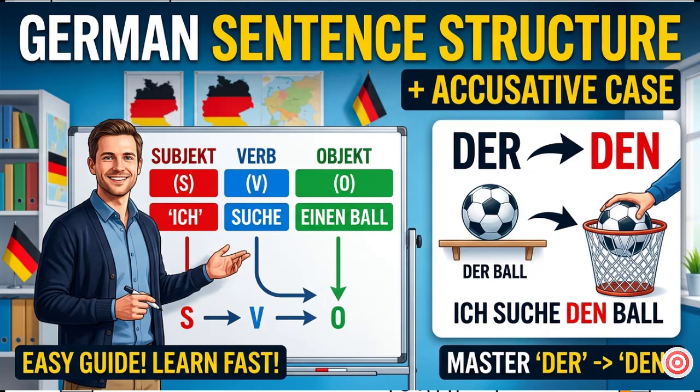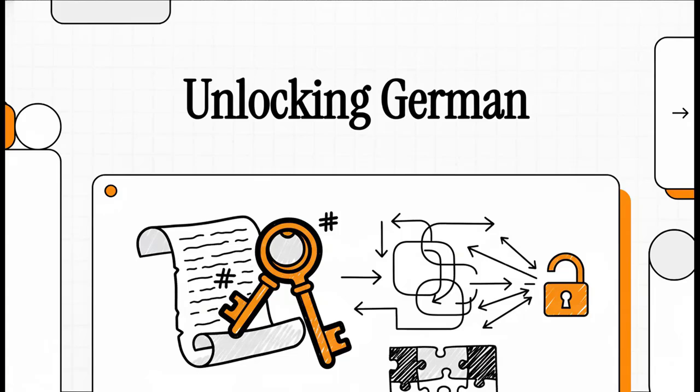That moment when a sentence just seems completely, utterly backwards. But what if I told you there are just two simple keys that unlock the entire logic behind it? Stick with me, because today we are going to crack the code of German grammar.